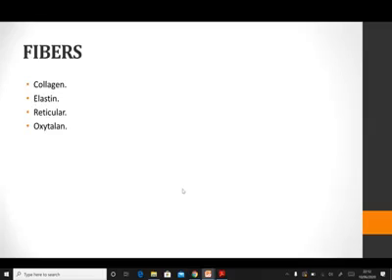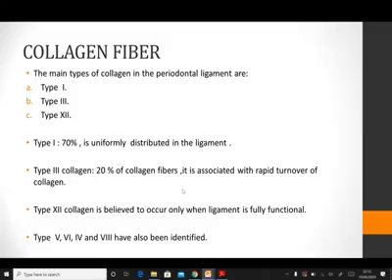So this is the fiber community that we have within the periodontal ligament. Not only do we have the collagen fibers within the periodontal ligament, but we also have the elastin, reticulin and oxytalan fibers within the periodontal ligament. We are going to individually talk about all of these fibers, their composition and their arrangement within the periodontal ligament.